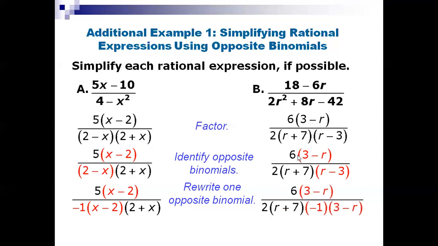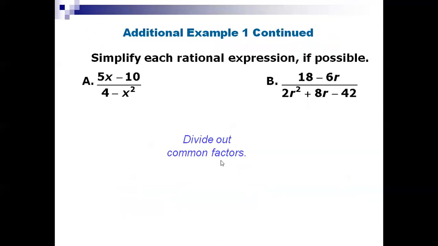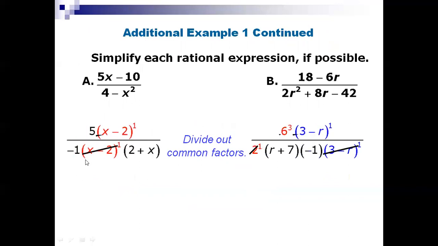In letter B, 6 times 3 minus r over 2 times r plus 7 times, take out negative 1 here, that is negative 1 equals to 3 minus r. That is the same here. Then, divide common factors. So you can divide common factors by canceling that x minus 2, and here 3 minus r in letter B. Then simplify. We will have negative 5 over 2 plus x, and then we have negative 3 over r plus 7.